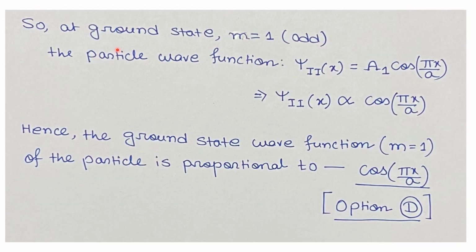Now for the ground state, the m value will be 1, that is odd. The particle wave function at the ground state will be psi 2 as a function of x equals a1 times cos pi x by a. So the particle wave function will be proportional to cos pi x by a. Hence, the ground state wave function, that is for m equals 1, of the particle is proportional to cos pi x by a. That is our option D.